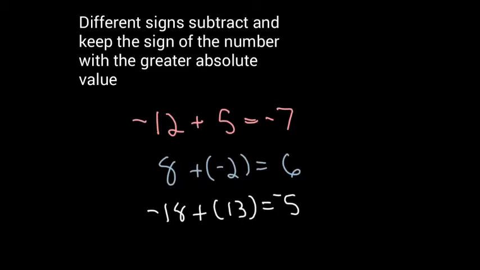Do one more example. I notice I always put the larger number first, but it doesn't have to be. So let's do one more. Let's say we have 3 plus negative 22. So again, different signs. I'm going to subtract. 22 minus 3 is going to be 19. And 22 has a greater absolute value than 3. And 22 is negative, so that means the 19 is also negative. So my answer there is negative 19.